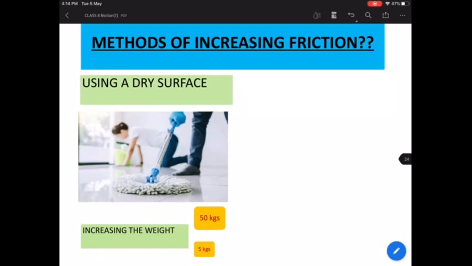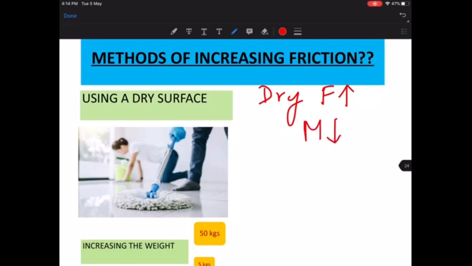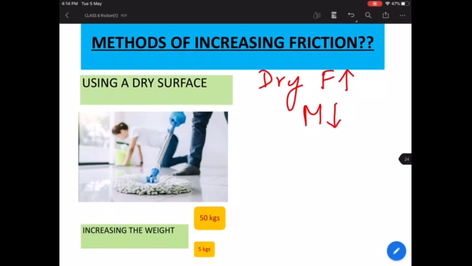Suppose at your homes, if there is water spilled on the ground, then the friction will be less, and you can slip easily. That's why we say we have to always keep the floor dry. Because if the floor is dry, then the friction is going to be more. If the friction is more, our movement is going to be less, so we will not slip. Our movement will be restricted. That's why having the surface dry is very, very important.